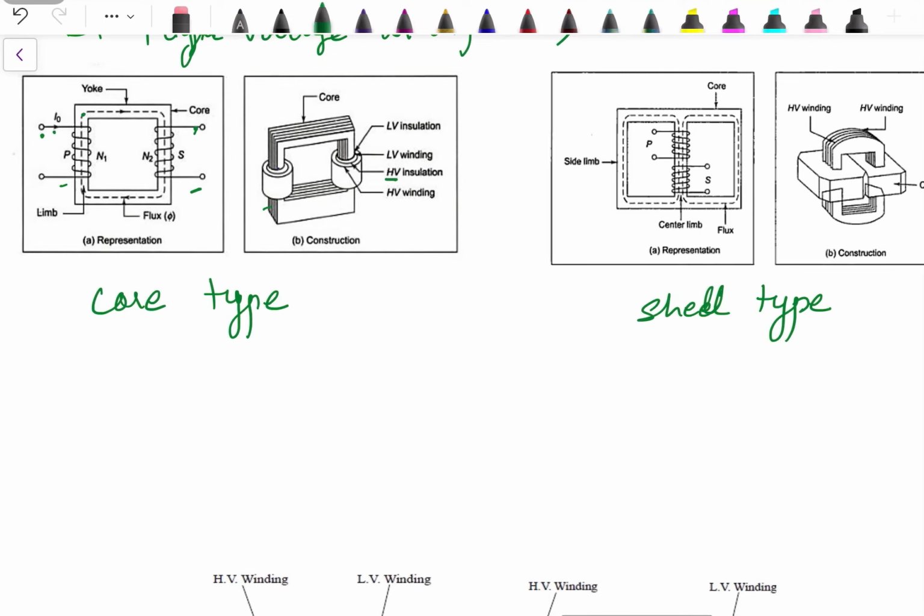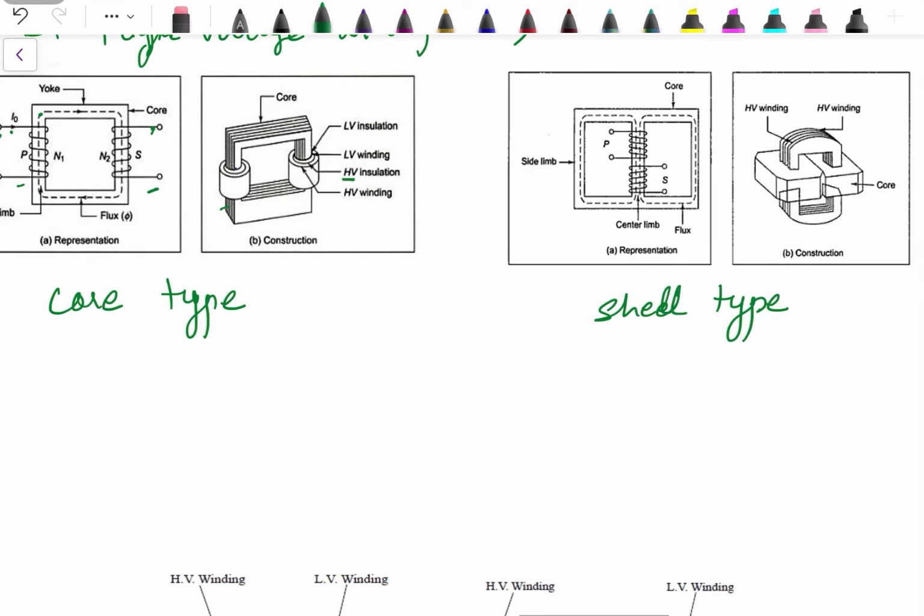And in shell type transformer we actually have this type of core structure. It's like this. We have three different limbs, and the low voltage winding and high voltage winding are placed on the central limb. They are placed on the central limb, not like this where the windings are placed on two limbs. It's completely on the central limb.